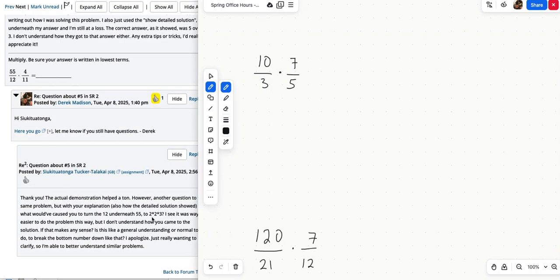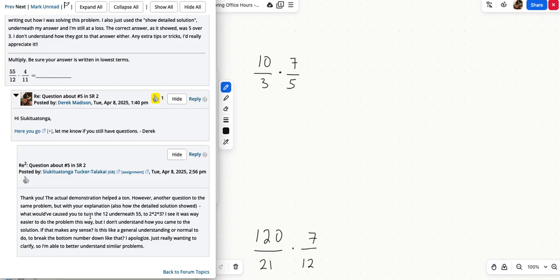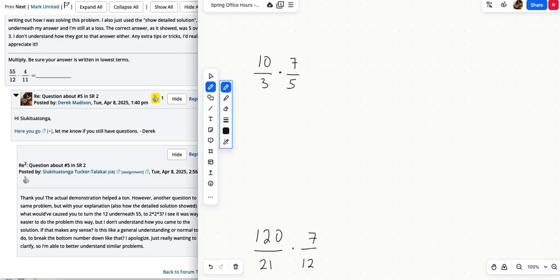So it looks like you're asking, what would have caused me to turn the 12 underneath the 55 into 2 times 2 times 3? And the answer is that's kind of the plan for reducing fractions. What we want to do first is factor, and then second we want to cancel. And if you end up having to take the next class after this, you'll see that also with algebraic fractions. They work the same way as these numerical ones.